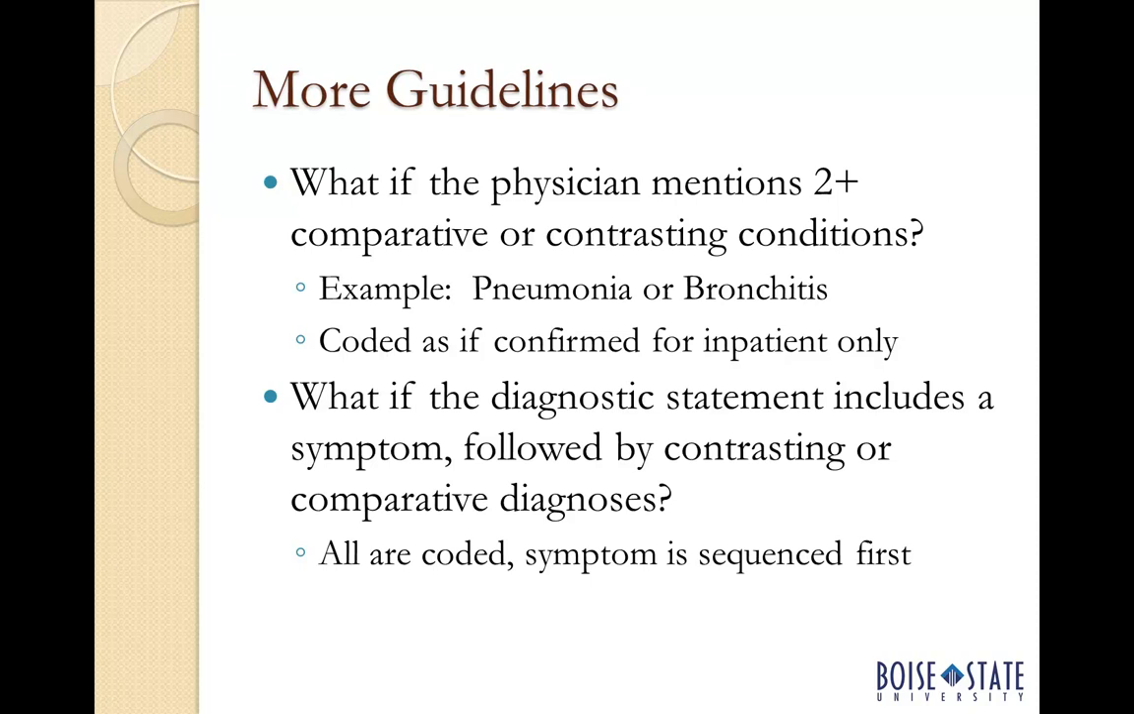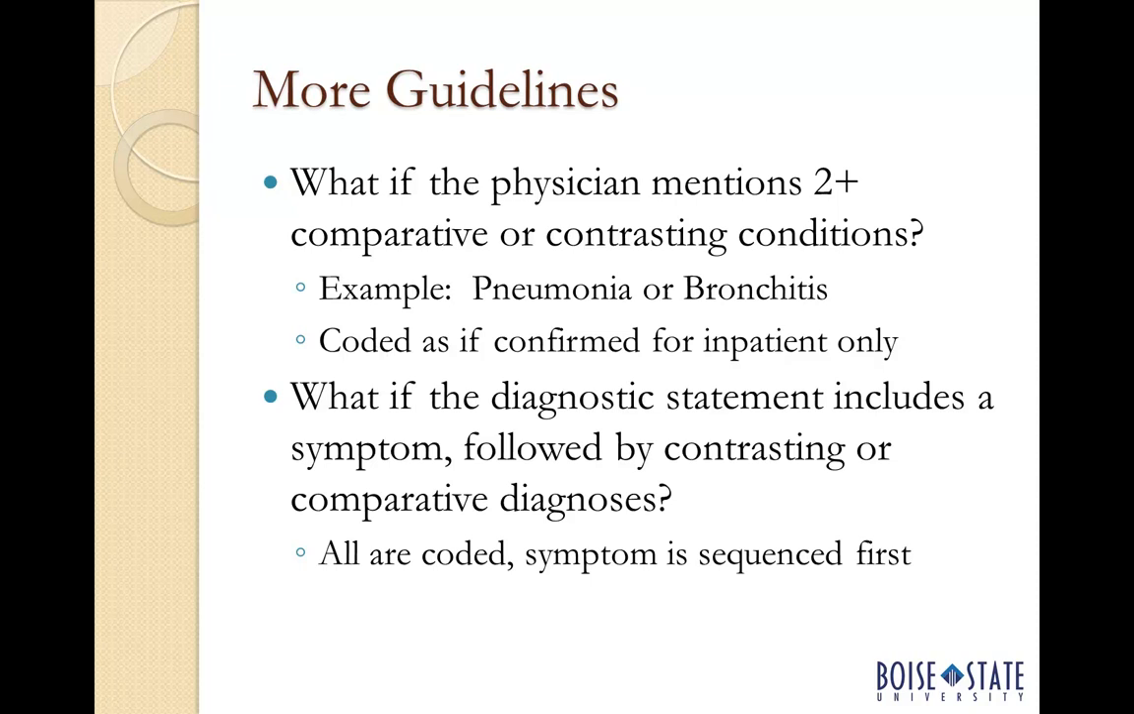What if the physician mentions 2 or more comparative or contrasting conditions? So maybe they list pneumonia or bronchitis. Well, for inpatient, we are actually going to code both as though they are confirmed. The logic here: let's say a patient is admitted and their discharge diagnosis is pneumonia or bronchitis. Essentially what they've done is a workup and treatment for both pneumonia and bronchitis. So we're going to go ahead and code both of those.